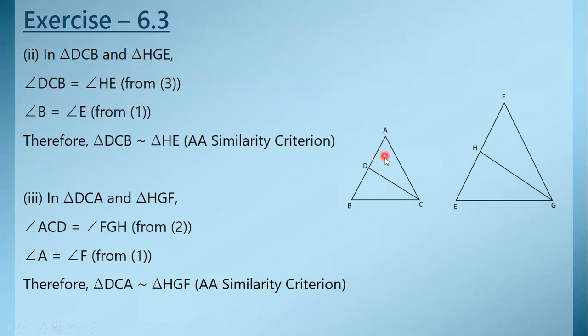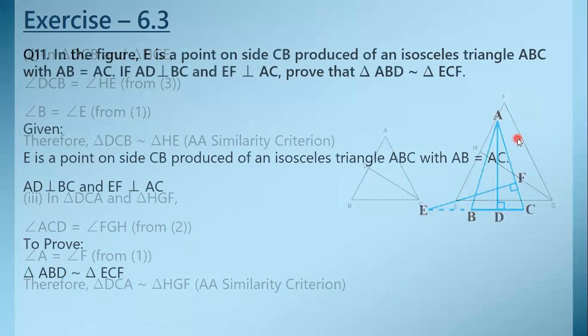Now, again in triangle DCB and HGE, C and G, the angle bisectors, half of the angles are equal. B and E are equal, we already know. So therefore, these two triangles, that is DCB and HEG, are also similar by AA similarity criteria. Again, considering triangle DCA and HGF, we can say that A and F are equal. So therefore, half angles are equal and these two triangles are similar. We have already seen that.